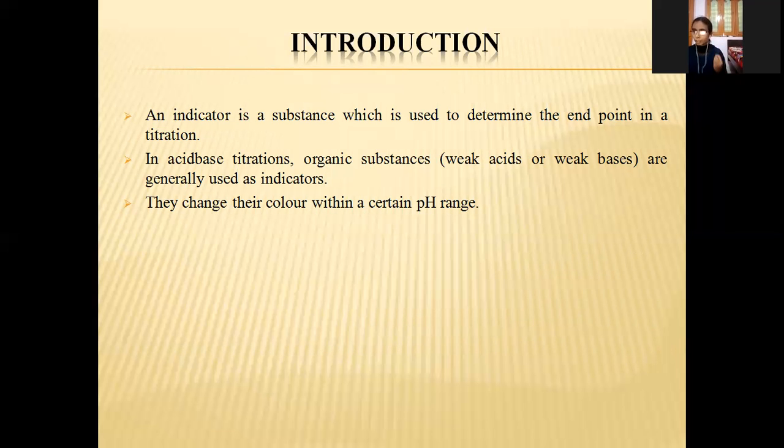So how are we able to know the end point? By adding the indicator, we can observe the color change. Before adding the indicator there will be one color, and after adding the indicator there will be another color. By observing the change of color, we can know that we got the end point.